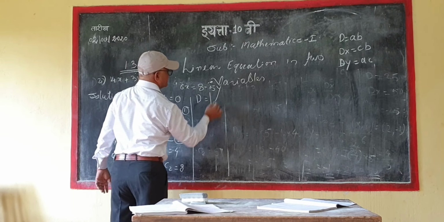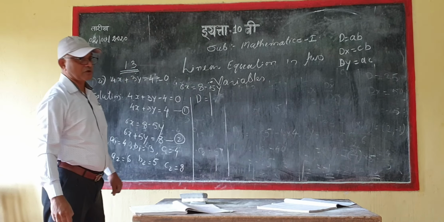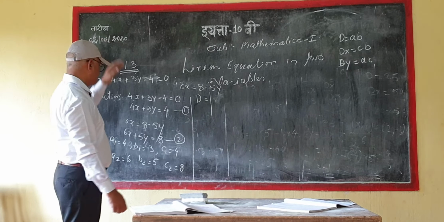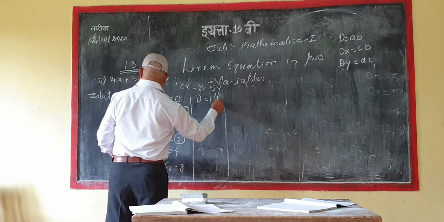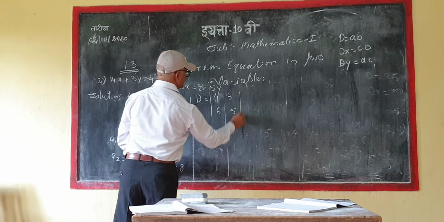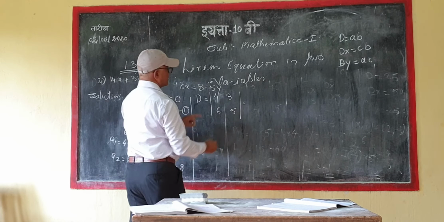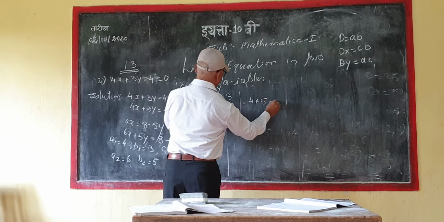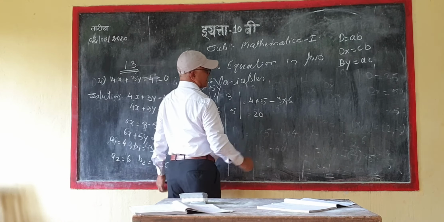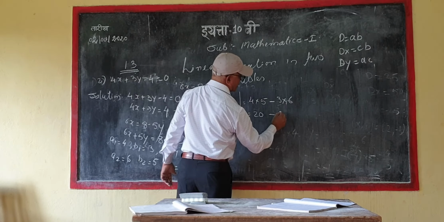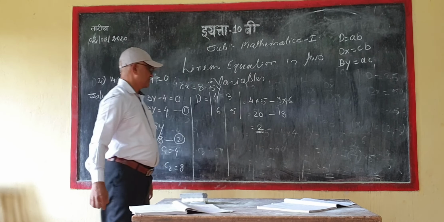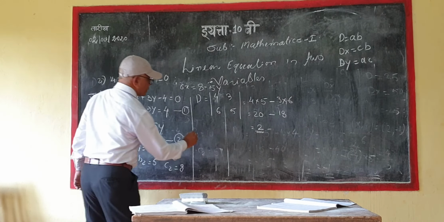First find out the d. It is called D, the coefficient of x and the coefficient of y. A1 4, 6, B1 3 and 5. Cross multiplications, 4 into 5 minus 3 into 6. 4 5s are 20 minus 3 6s are 18. So we get 2. The value of d is 2.